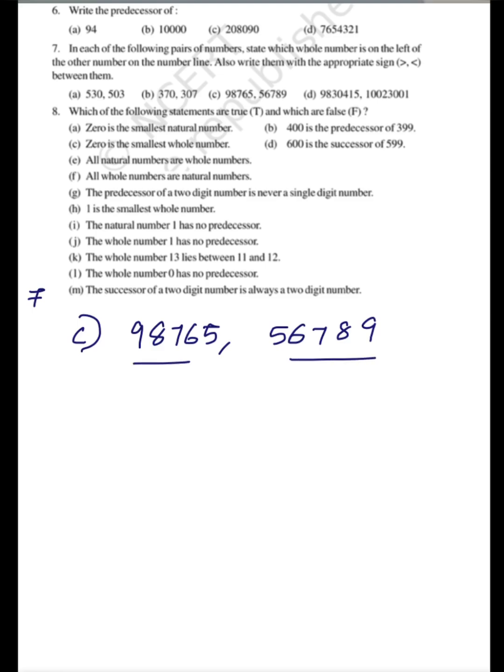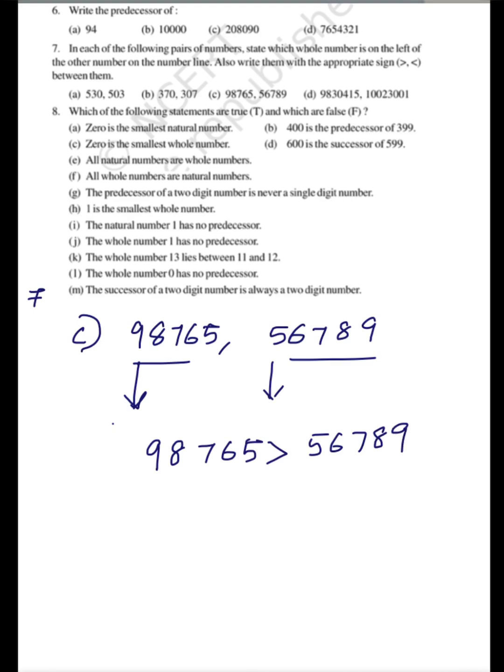So let's consider the very first digit, which is 9 in this case, and here it's 5. That means which one is greater? 9 is greater. So you can tell that 98,765 is greater than 56,789. Understand? This is the answer.